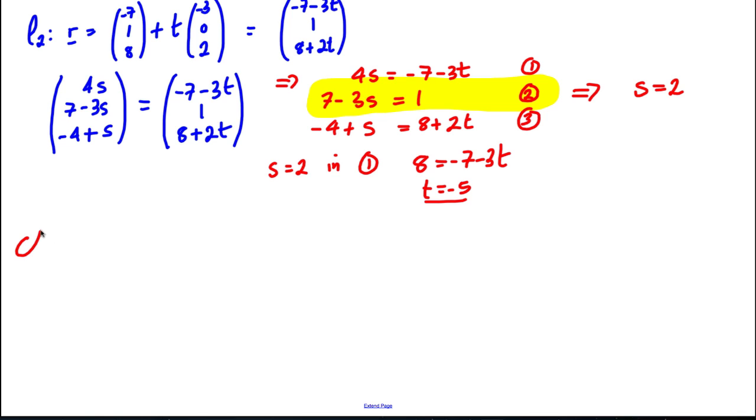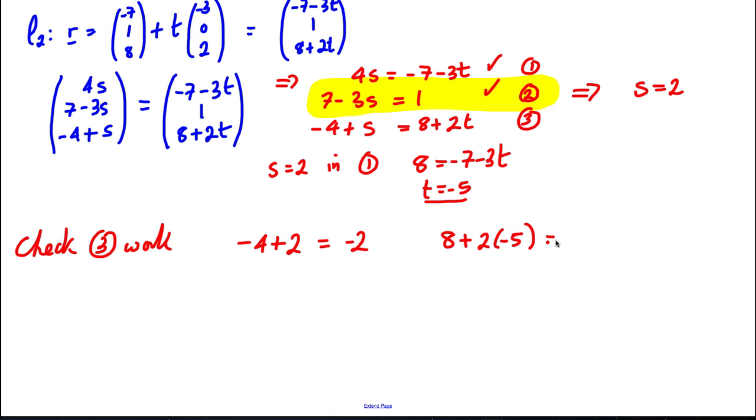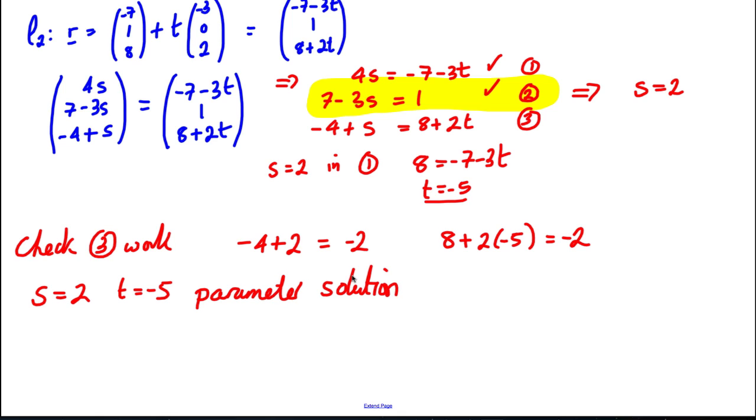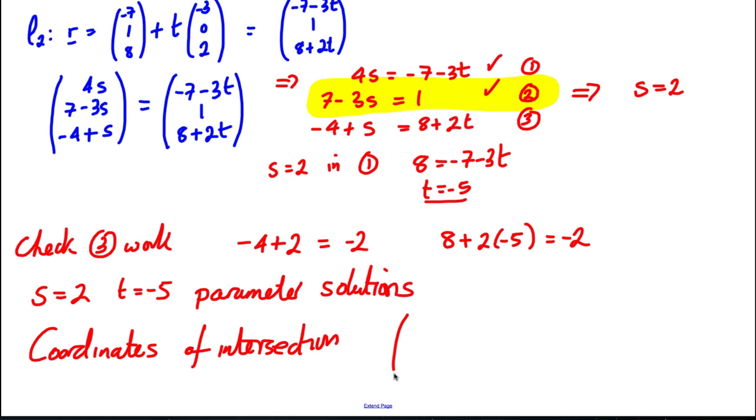Okay, and then let's check equation 3 works. Negative 4 plus 2, that's equal to negative 2. I'm doing this side, and then checking that 8 plus 2 times negative 5, well, that's also negative 2. So we have found that s is 2 and t equals negative 5 are the parameter solutions, and therefore the coordinates of intersection are when I make s equals 2 here and t is negative 5 here. You should put them both in to check that you got the same answer, but the answer would be 8, 7 take away 6 would be 1, and negative 4 plus 2 would be negative 2. To write it as coordinates, I should really write it as follows, and I'm done for the first part.